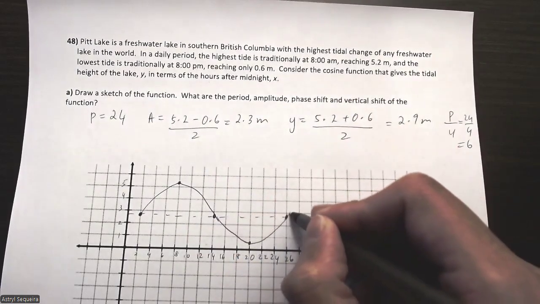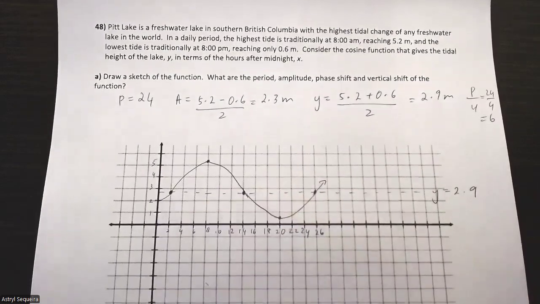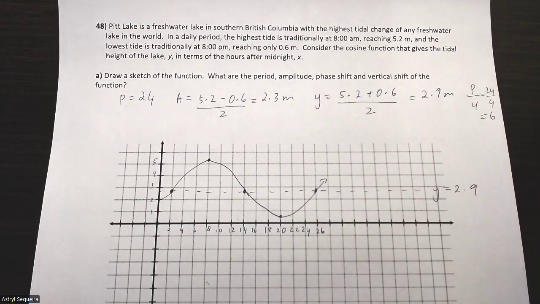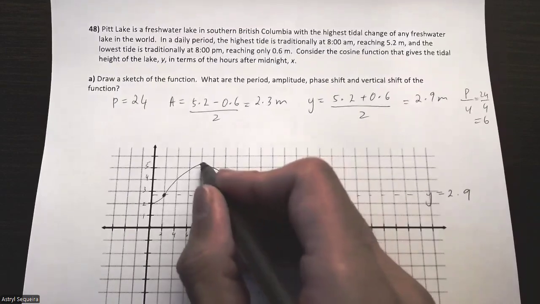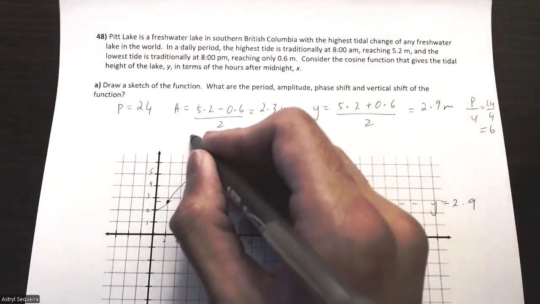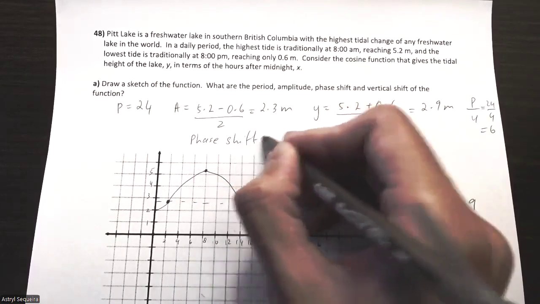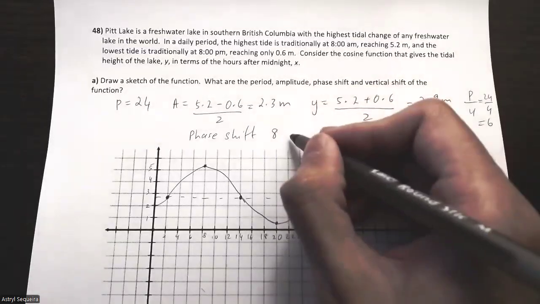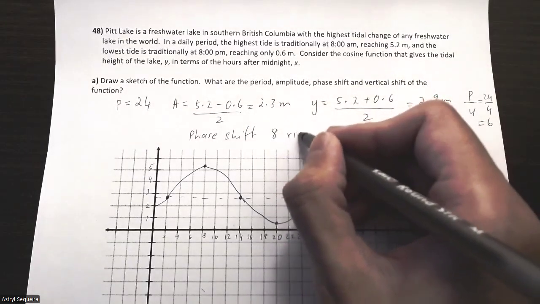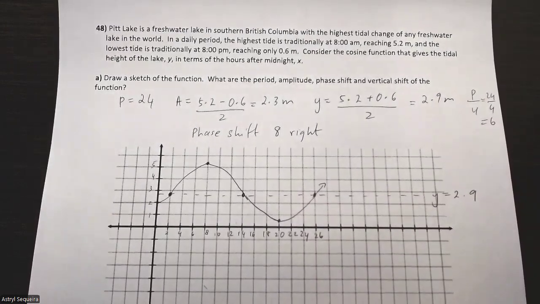That's one complete cycle there. I'll extend it and put an arrow on this side. On this side, I'll just hit the y-intercept. We don't know the exact point. It's not super important. And then this question is talking about a cos graph. So I know that a cos graph starts at the max. So the phase shift is just 8 to the right. Basically 8 hours to the right.